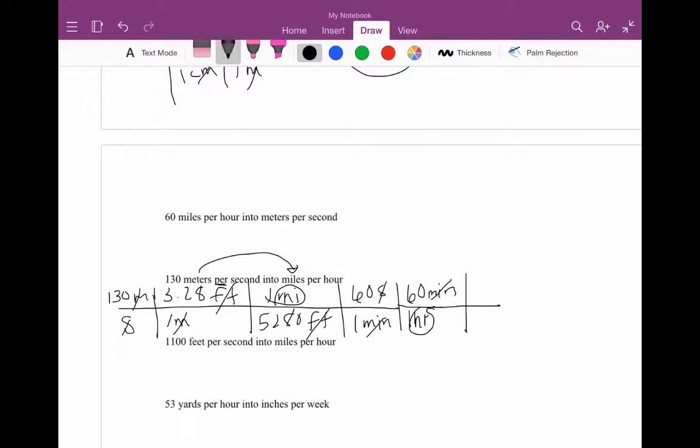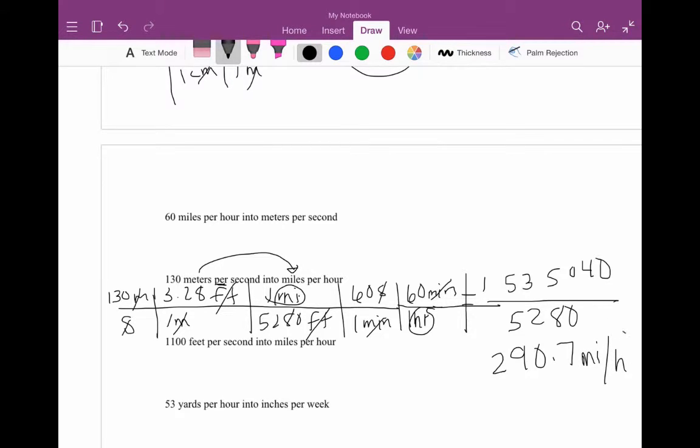So in our calculator, we multiply everything on the top together. So we have 130 times 3.28 times 1 times 60 times 60, which equals 1,535,040, divided by everything on the bottom multiplied together. So 5,280 times 1 times 1 times 1, which will be 5,280. We take our top divided by the bottom, and we should get 290.7, and this is going to be miles per hour. Miles per hour. We're done.